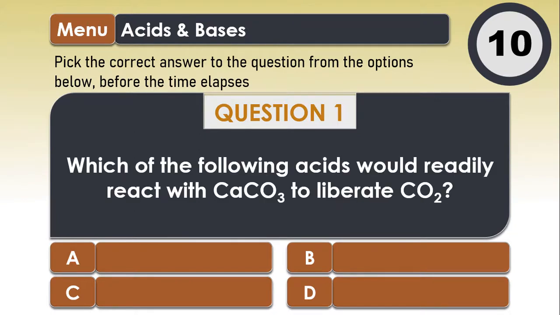Which of the following acids would readily react with calcium carbonate to liberate carbon 4 oxide? A. Ethanoic acid. B. Tetraoxosulfate 6 acid. C. Trioxosulfate 4 acid. D. Trioxonitrate 5 acid. Your time starts now.